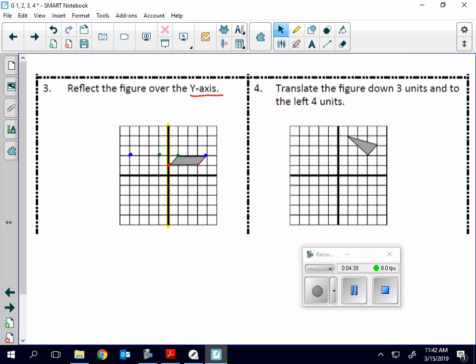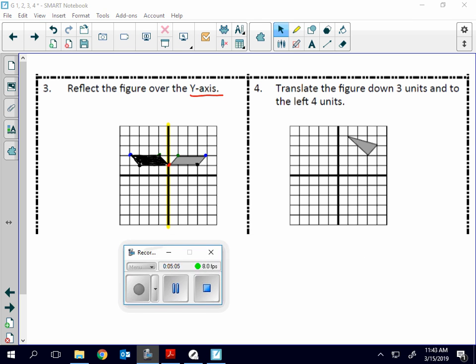Okay, and I'll call this one the black one here. We're going to do this black one. It looks like it's 3 away from the yellow line. So 3 away on the other side would give me the rest of my figure. Connect your dots. And as you can see, it is now a reflection over the y-axis. You guys are pretty good on this stuff.